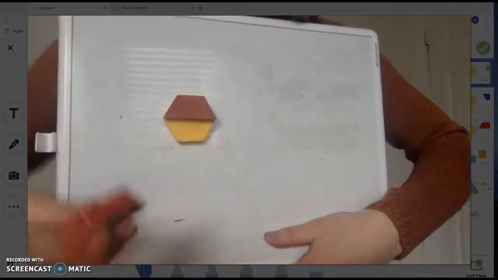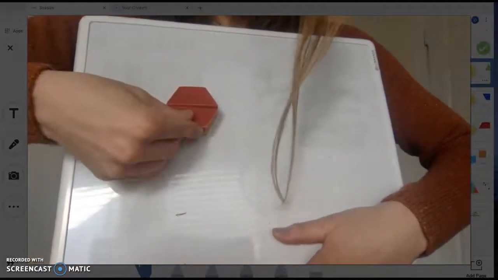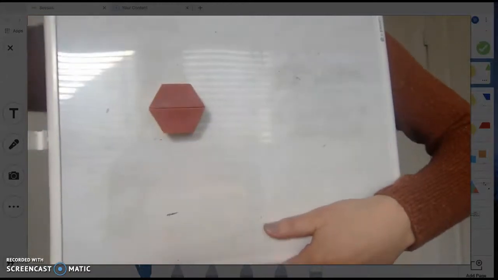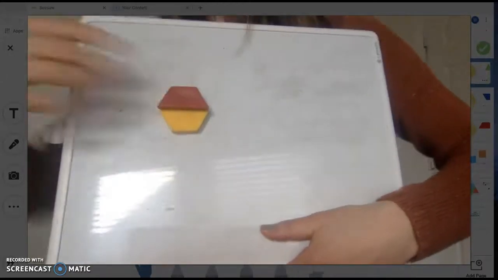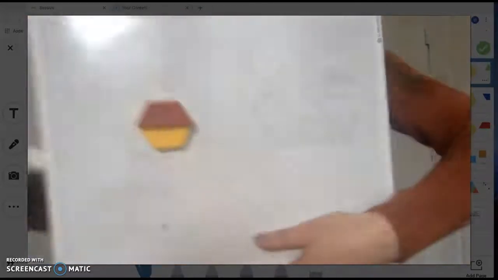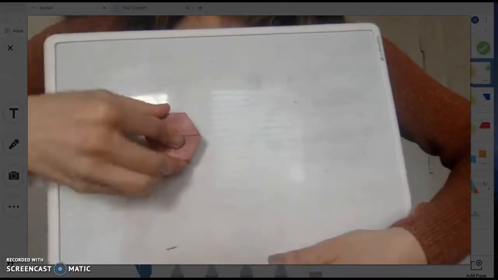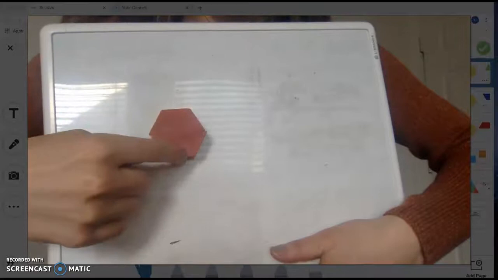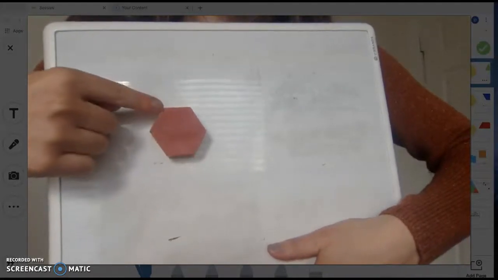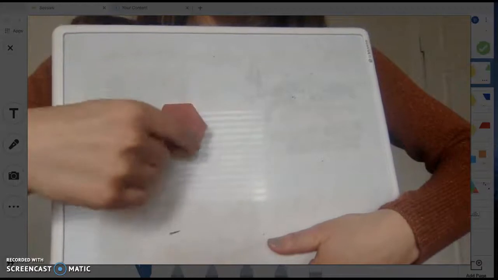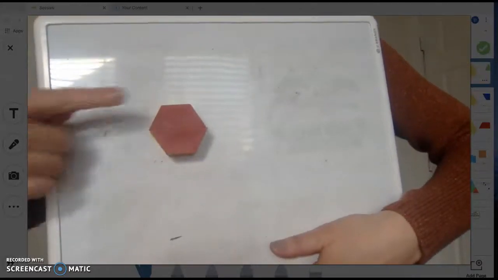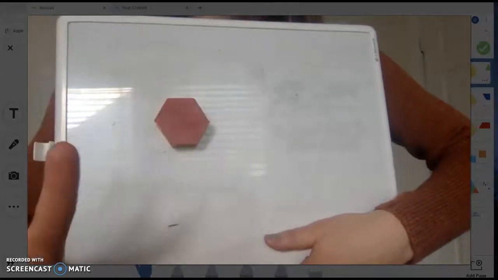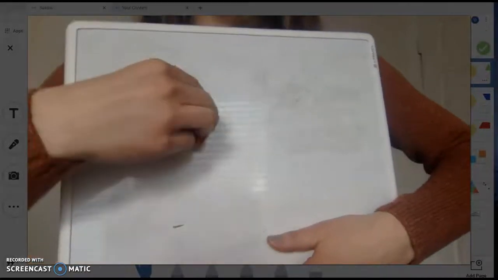Not quite. Let's try flipping it over. How about now? Remember, hexagons have 6 sides and 6 corners. Oopsies. So let's count up the sides and corners to figure out if this is a hexagon. 1, 2, 3, 4, 5, 6 sides, and 1, 2, 3, 4, 5, 6 corners. So I can use 2 trapezoids to make a hexagon. I use 2 trapezoids to compose a hexagon.